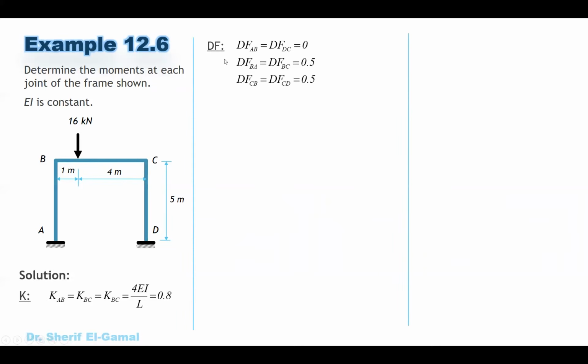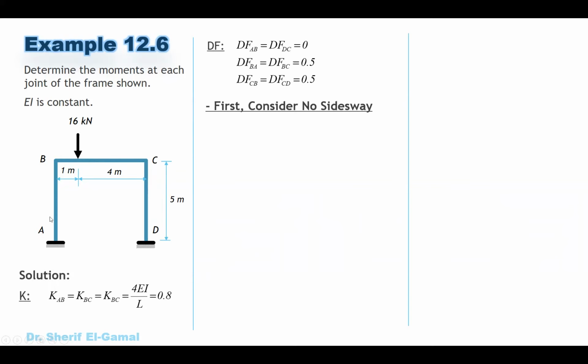Now we are ready to get the distribution factors. For the fixed ends, the distribution factor is 0 at A and D, and the distribution factor at BA and BC equals 0.5, CB and CD equals 0.5. Why is it 0.5 here? Because the stiffness is the same for all of them. So if you divide the stiffness 0.8 by 1.6, it will give you 0.5. So all the distribution factors at B and C are 0.5, and at A and D they are zeros. Now we are ready to start with the first case, when we consider no side sway.